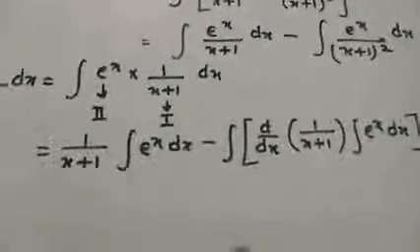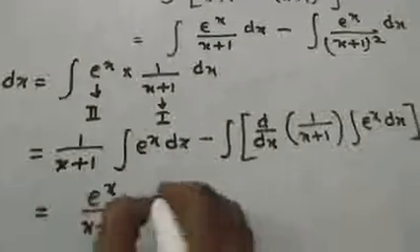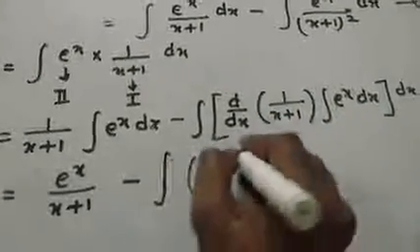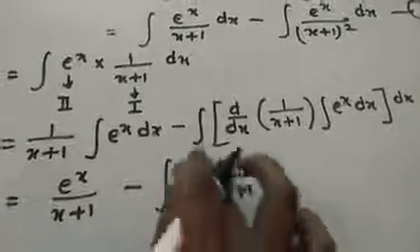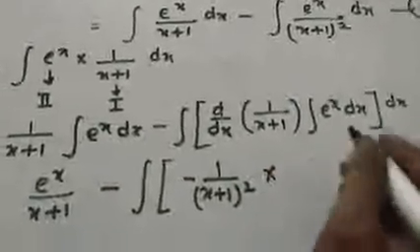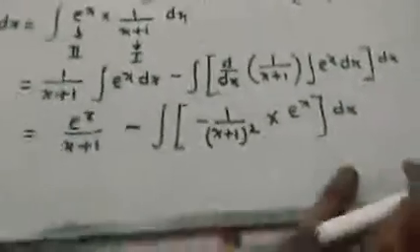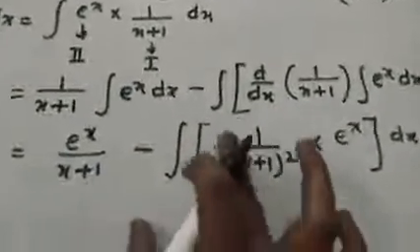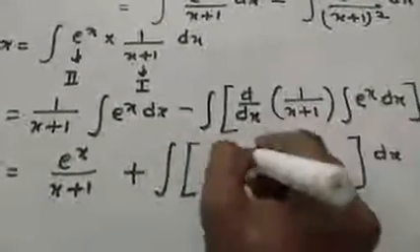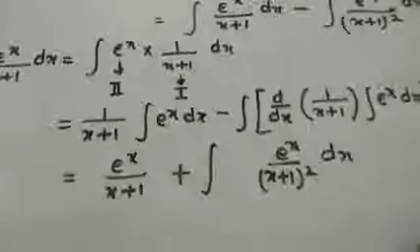Okay, that is integration of e to the power x is e to the power x, divided by x plus 1, minus d/dx of 1 by x plus 1, which is nothing but minus 1 by x plus 1 whole square, into integration of e to the power x, which is e to the power x, dx. Now here minus minus becomes plus, and this multiplied will simplify to give you e to the power x by x plus 1. Okay, plus c.